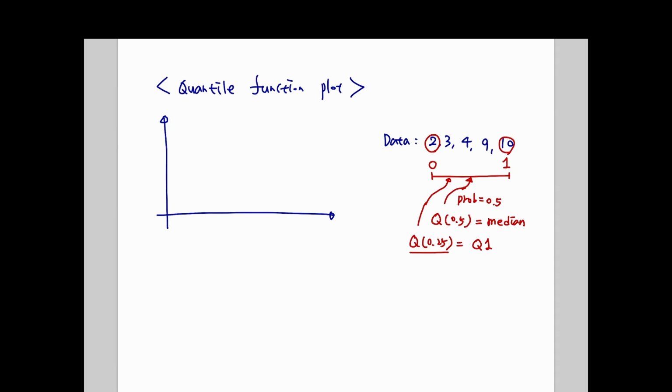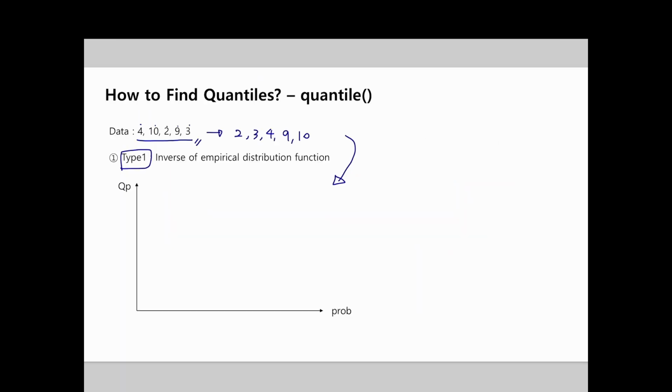And we express this relationship in a plot. So put the probability on the x-axis, and the corresponding quantile function on the y-axis. If we know this quantile function, we can get any quantile value given a probability. In this example, the data is 2, 3, 4, 9, 10, and the number of data is 5. We know that the minimum is 2, and the maximum is 10.